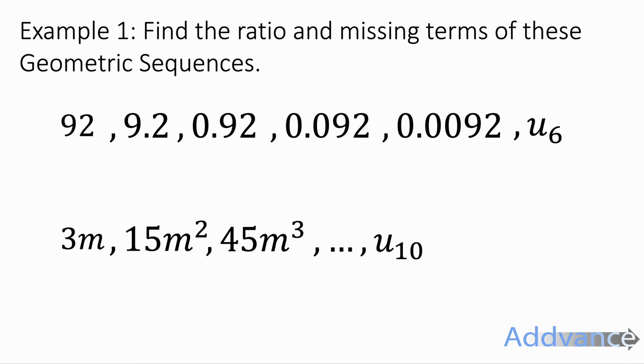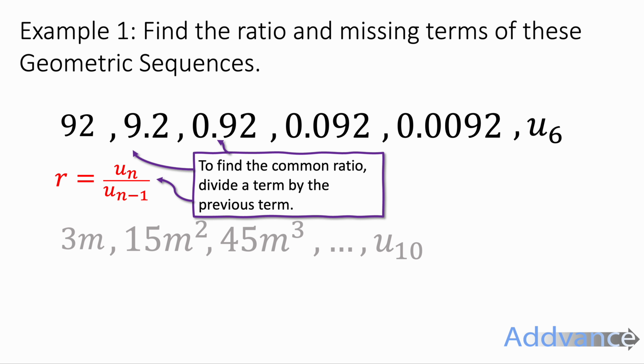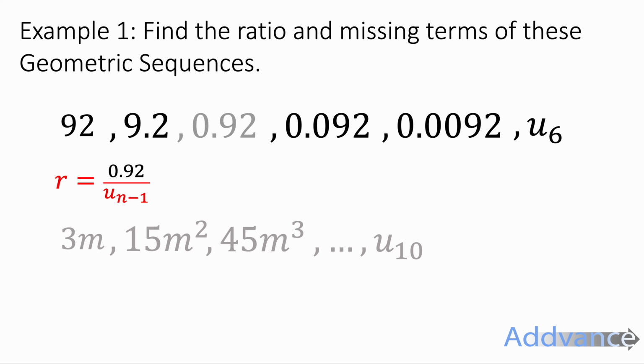Let's look at an example. Find the ratio and the missing terms of these geometric sequences. So the first sequence is 92, 9.2, 0.92, etc. So we need to find the common ratio. To find the common ratio, all we're going to do is divide a term by the previous term. So we're going to divide the 0.92 by the previous term, 9.2.